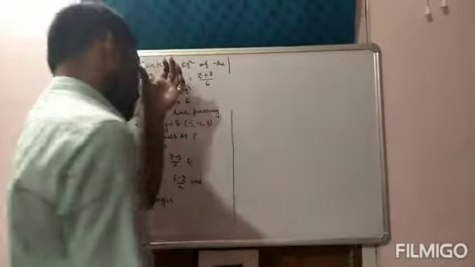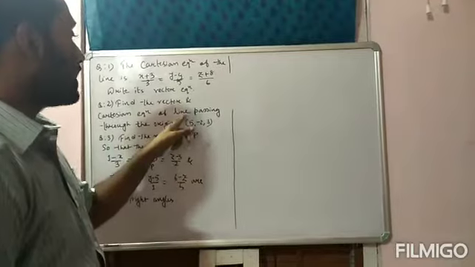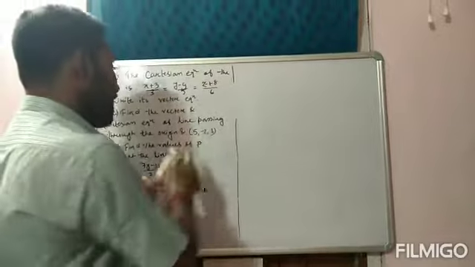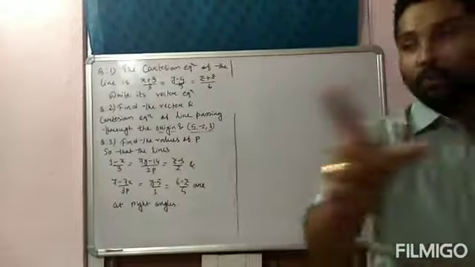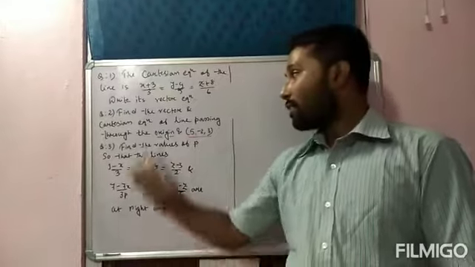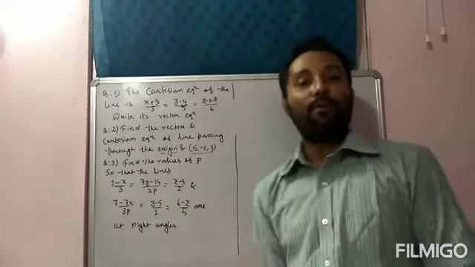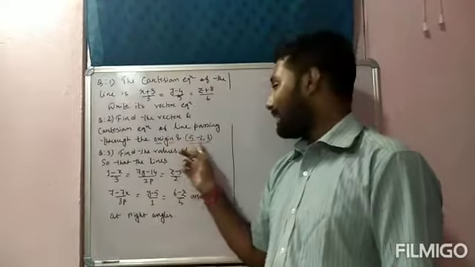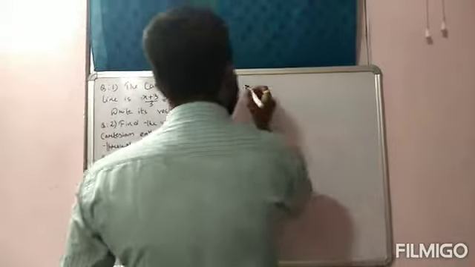Next question is: find the vector and the Cartesian equation of the line passing through the origin and the point 5, minus 2, 3. Here 2 points are given. One is the origin, another one is 5, minus 2, 3. You are asked to write the vector as well as the Cartesian equation of the line passing through the origin as well as this point. So since the line is passing through 2 points, the origin and the point 5, minus 2, 3, we need the vector equation of a line.